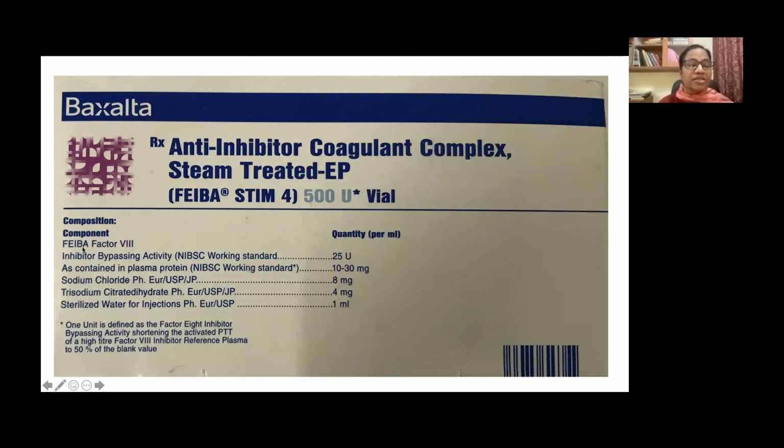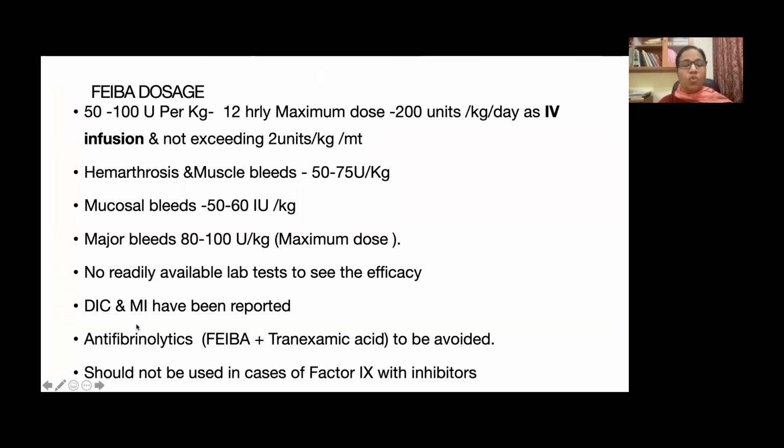See, it is written as FEBA, factor VIII inhibitor bypassing activity. So this is not factor VIII. This is factor VIII bypassing agent. So it bypasses factor VIII, and it is used for treating inhibitors in case of hemophilia A. And for hemophilia B patients, this should not be used. That is factor 7, which we'll discuss. So what is the dosage and how should it be given?